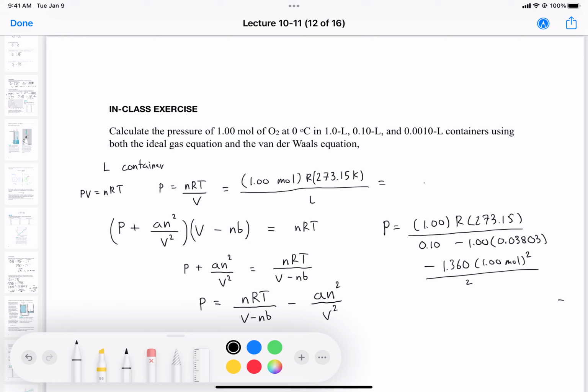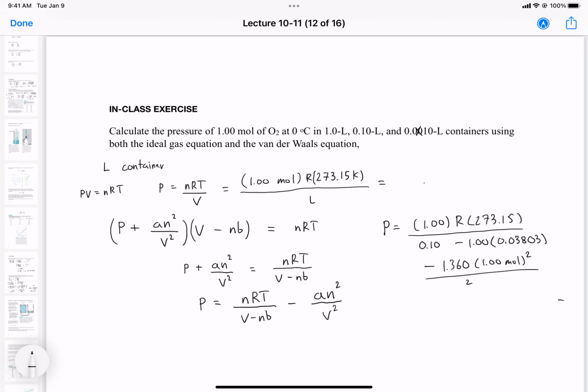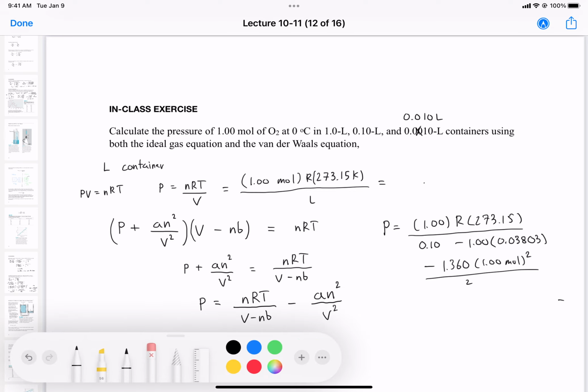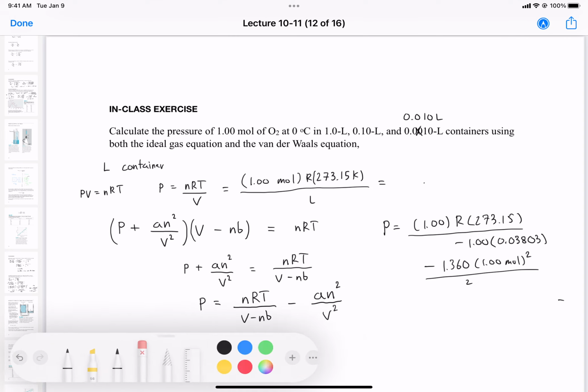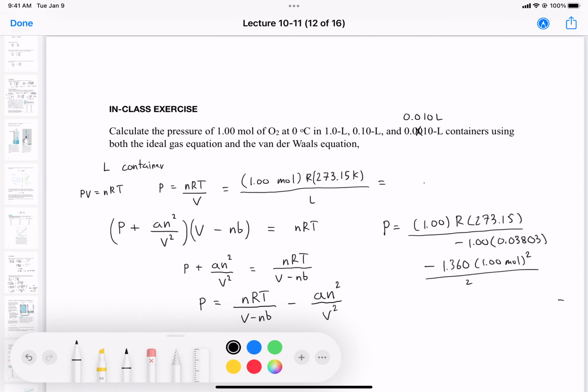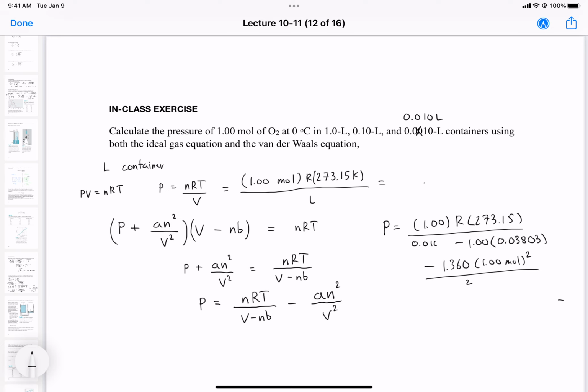So let's just correct that right here. So we're going to cross that out and write 0.010 liters. Sorry about that. I was supposed to fix that. But no biggie. Now let's go over into our calculation here. Okay, so now the volumes will be even smaller. So a factor of 10, not 100, sorry. 0.010 and then 0.010 here.